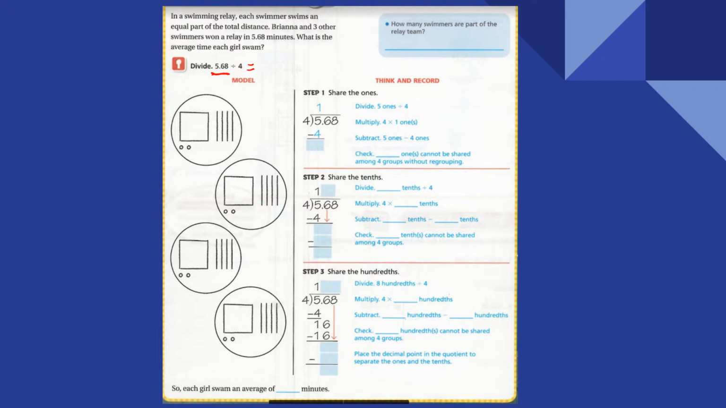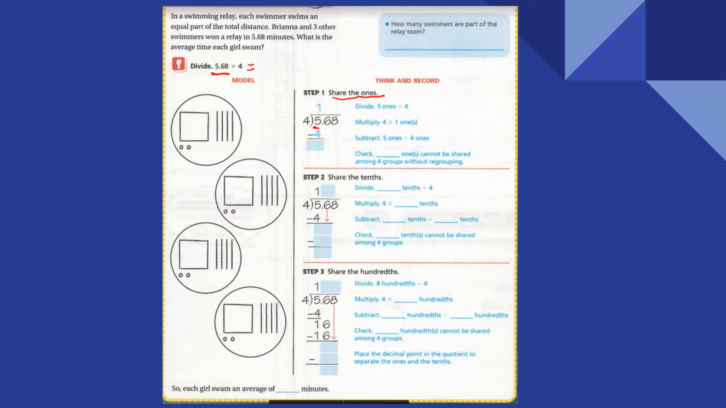That means we're sharing a set equally. We're sharing this set, 5 and 68 hundredths, equally among 4 swimmers. If I look over here, step 1, share the ones. This is the ones place, that's the 5. So how many groups of 4 can I make out of 5? 1 group of 4, and that makes 4. So I multiply 4 times 1, I get 4.